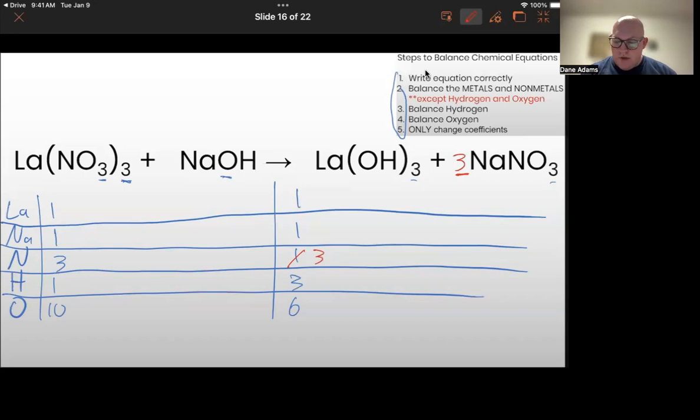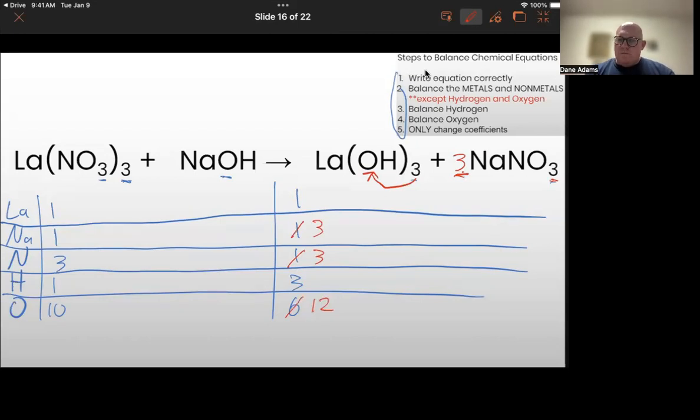But it also changed other things. It changed sodium. Now there are 3 sodiums. It also changed oxygen. Okay. We had 3 oxygens here, and now we have 3 times 3. That's 9. So 9 plus 3 makes 12. I had to count in 2 different places. Now I've got 12. 3 from this one, and then 3 times 3, that's 9, and then plus those 3 from the other one makes 12.